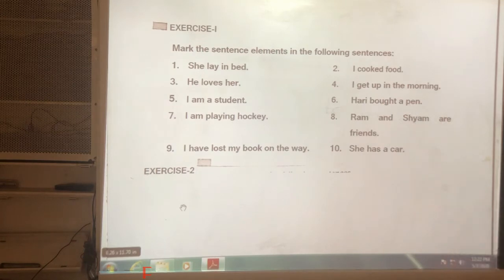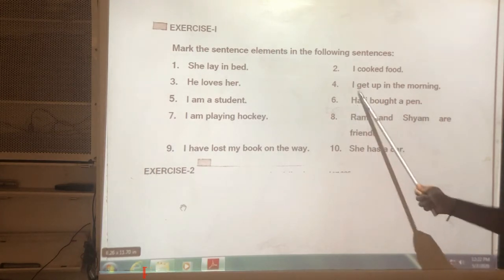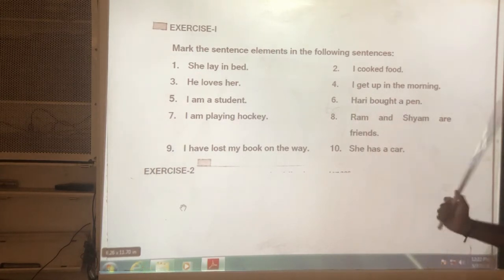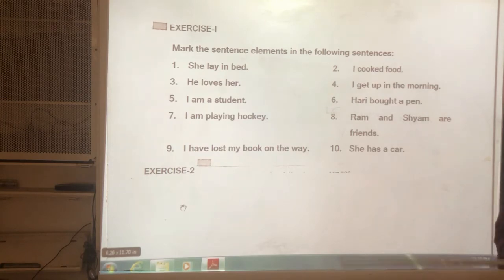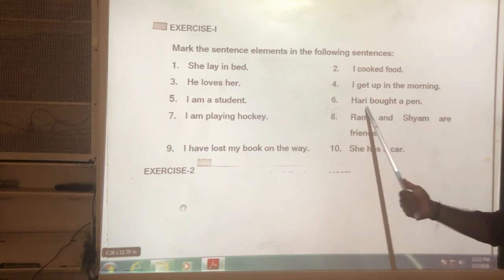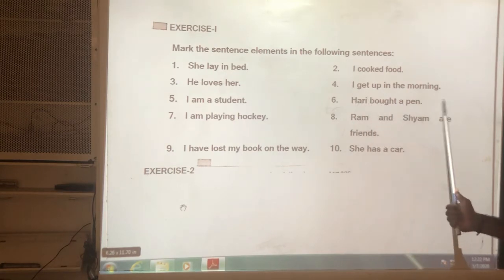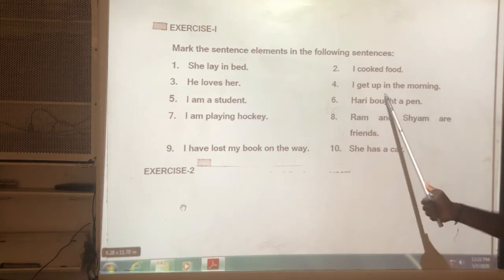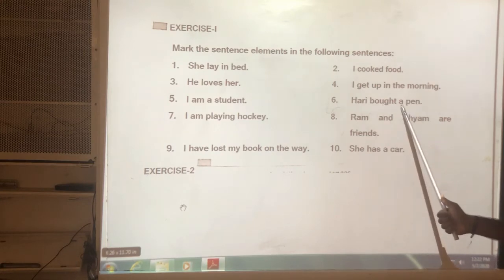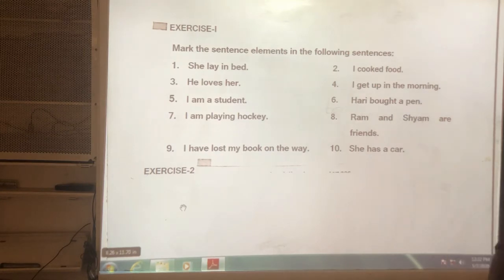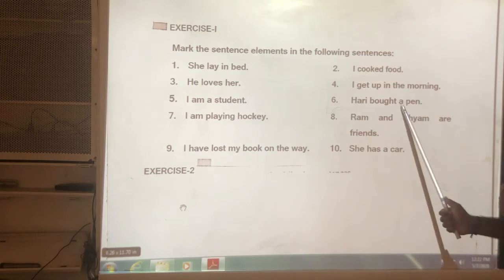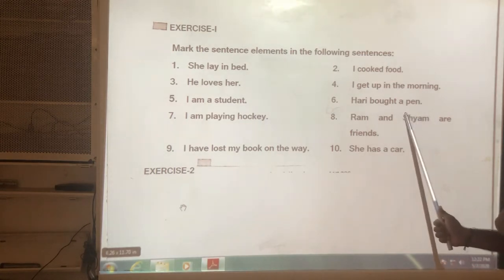In the same way, look at the sixth one. Hari bought a pen. Who is doing an action, means who bought the pen? It is Hari. So this is a subject. And what did he do? He just bought the pen. So this is an action. That is why this is called verb. And on which the action is going on, means what did he buy? A pen. So this is an object.